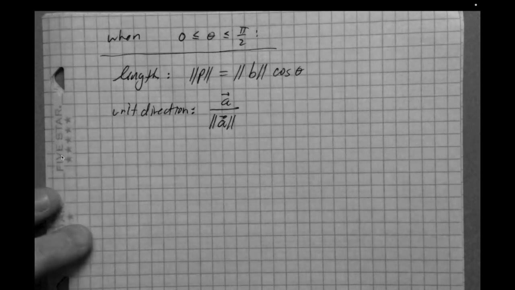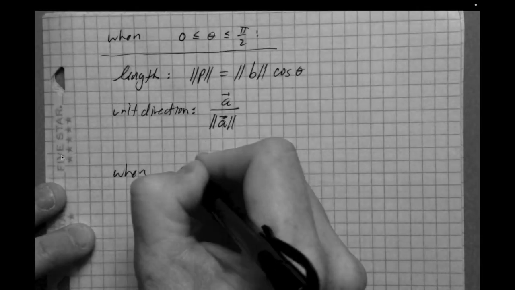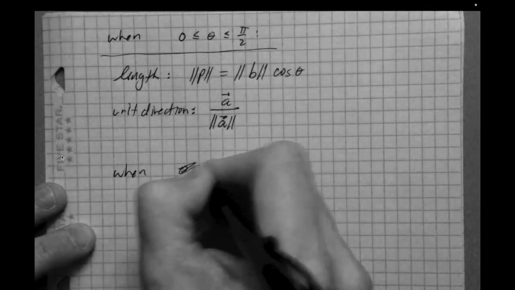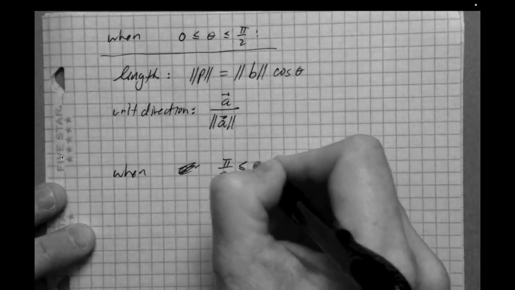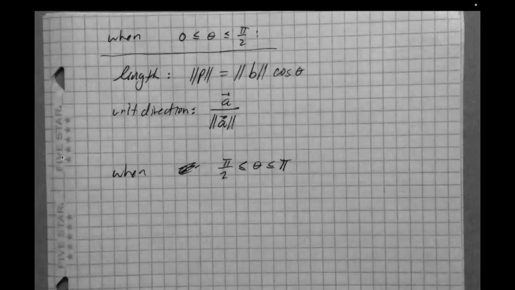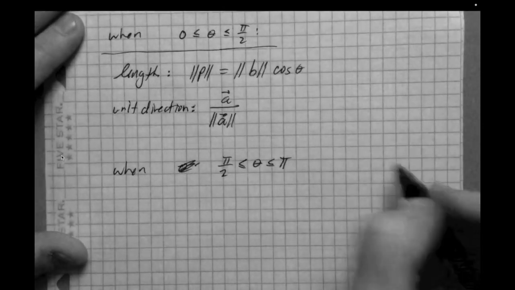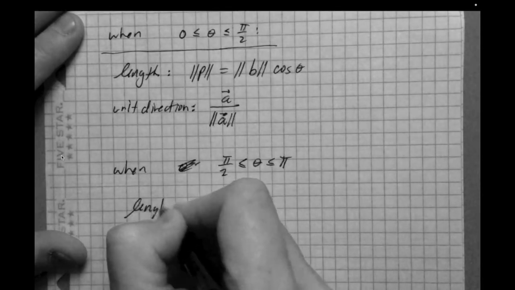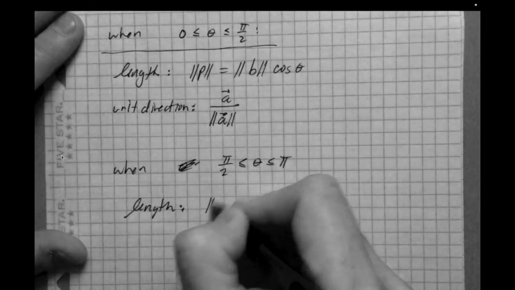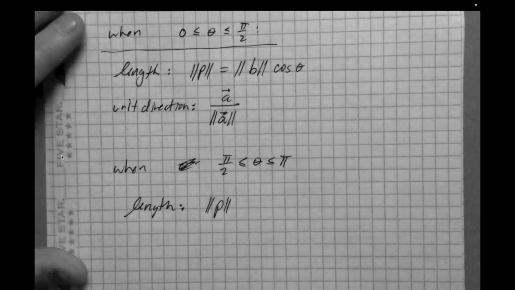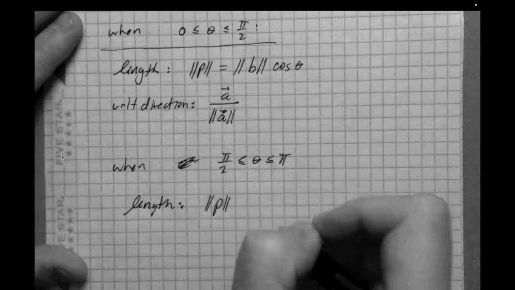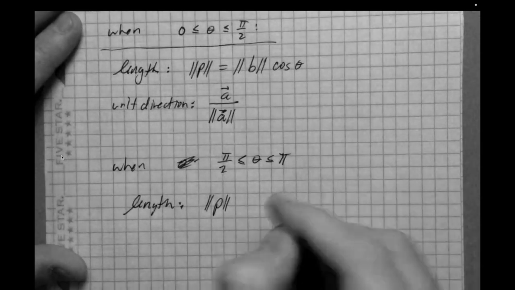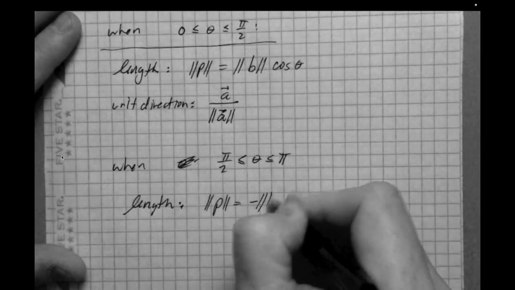What happens when theta is greater than pi over 2, i.e. an obtuse angle? Well, in that case, the length is going to be similar, except it's just going to be negative, isn't it? It's still going to be B times cos theta, but it's going to be in the second quadrant, so it'll be negative.